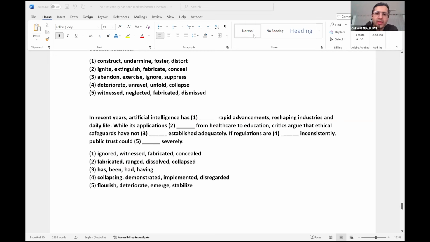Critics argue that ethical safeguards have not been established adequately. Been. Adequately means enough. If regulations are implemented inconsistently, public trust could deteriorate severely.